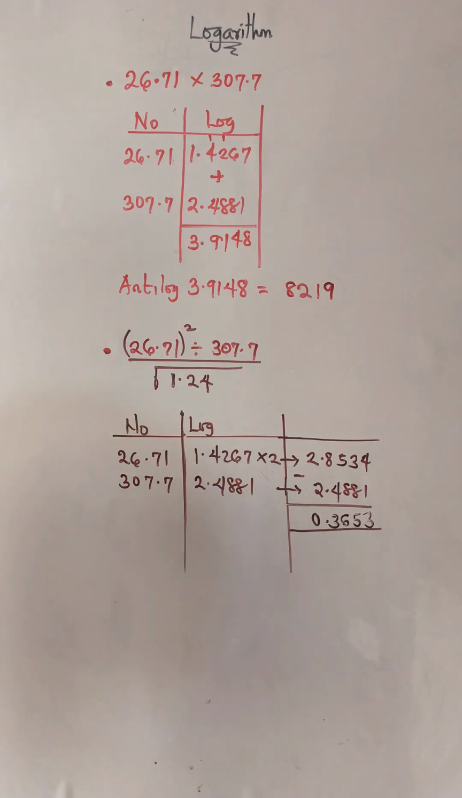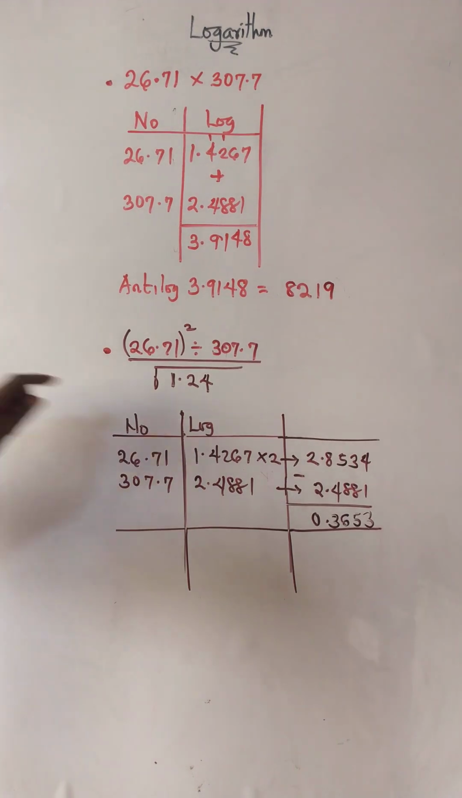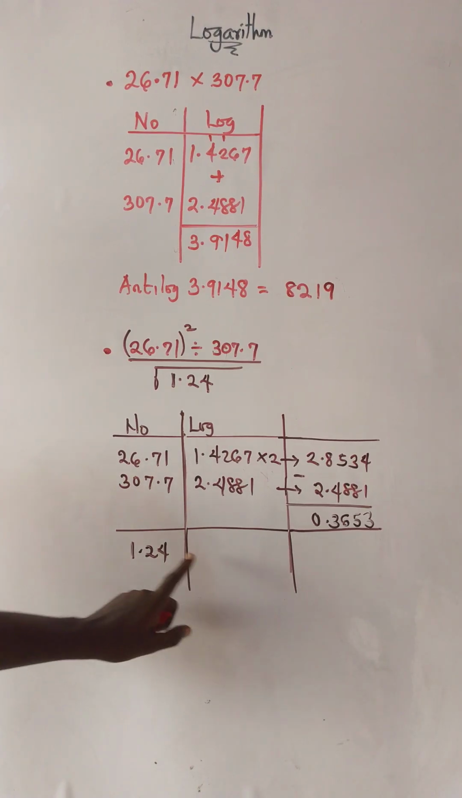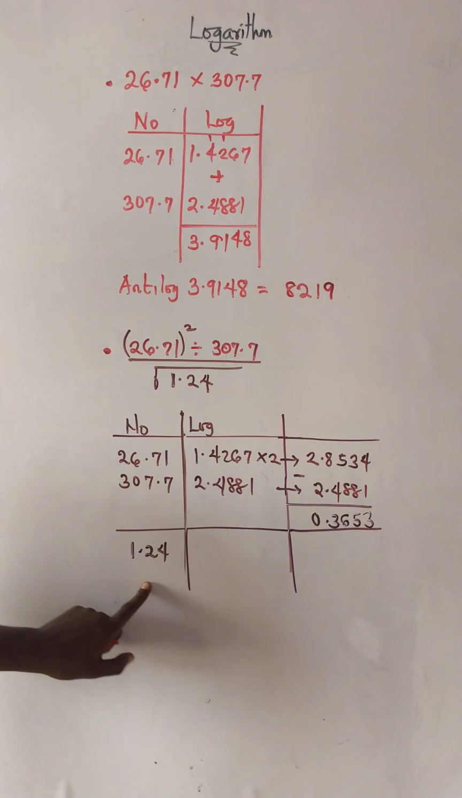Then we have 0 point. So that's what we get. Now let's move to the denominator. We have 1.24. Now what happened? We have 1 point. This is already in standard form.